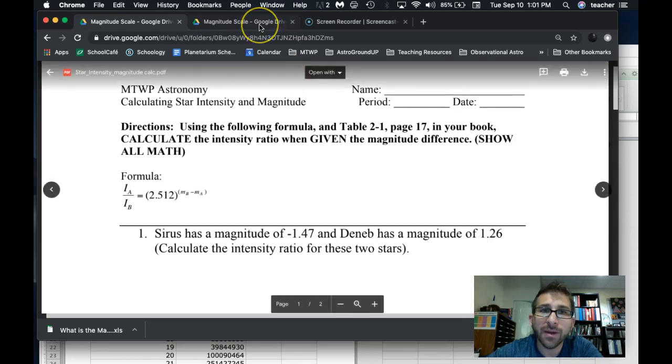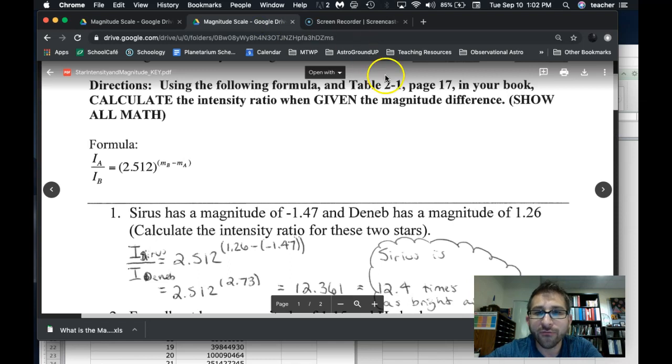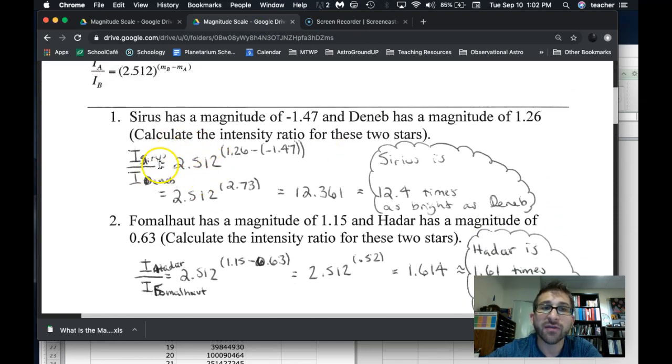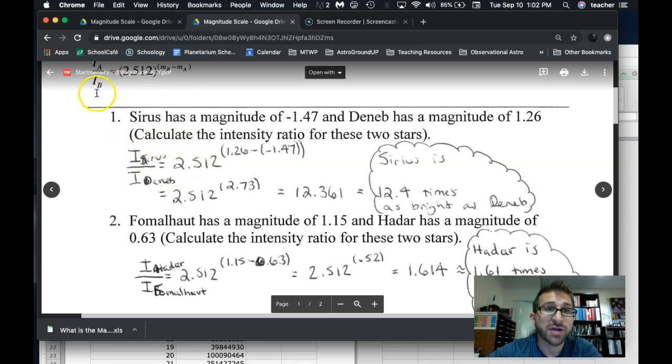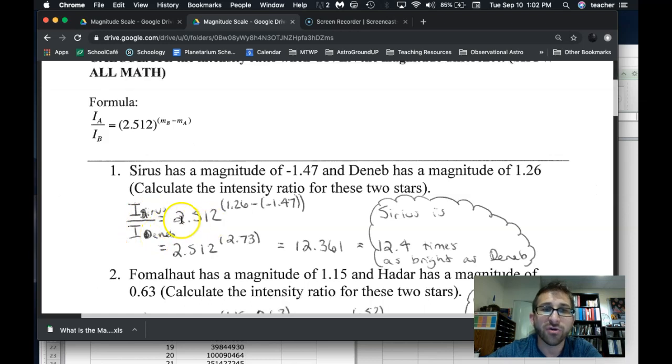Now, I'm going to show you the answer for this one. This is how you'd go about calculating it. First, you have to write things down in the equation. So you're taking this equation here, we're plugging only into this side. This remains the same. As you can see, we've got the intensity of Sirius over the intensity of Deneb is equal to 2.512 to the power of the difference between these two magnitudes.